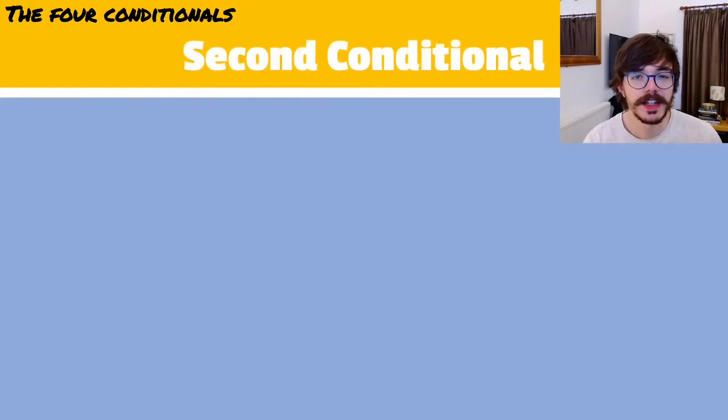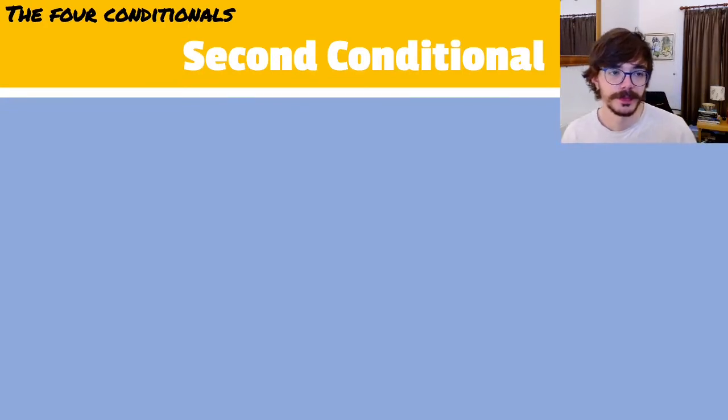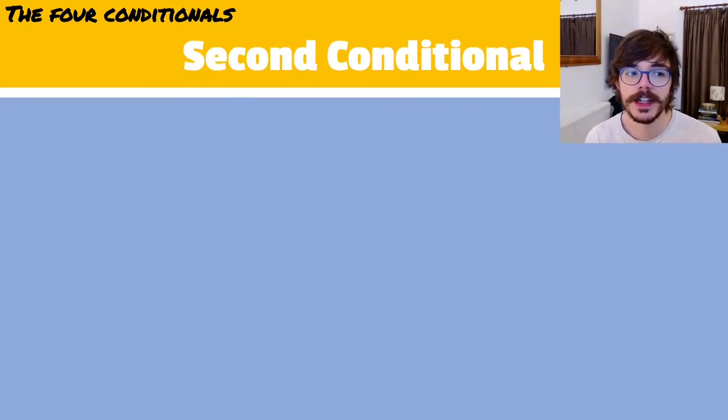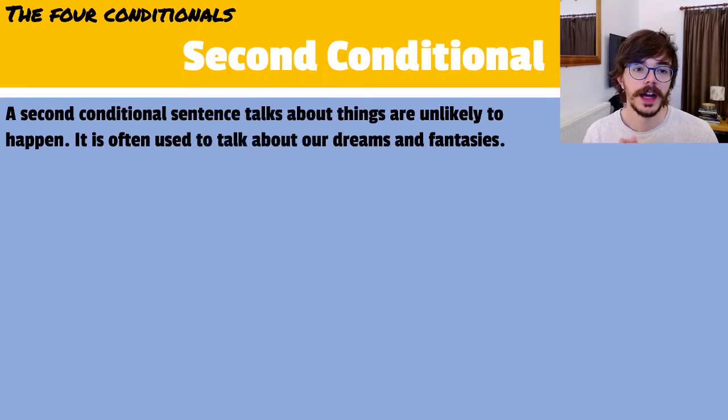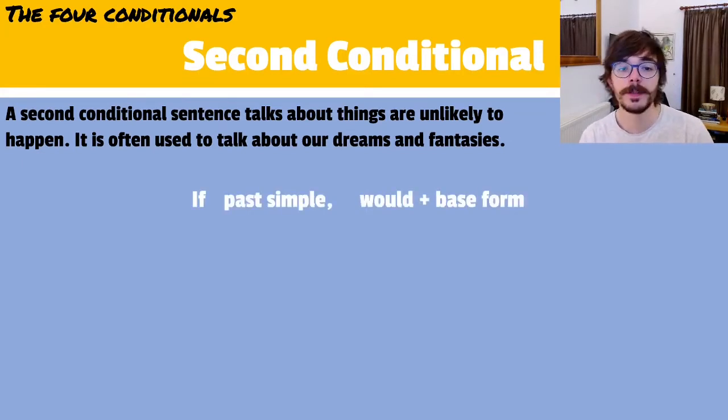Okay, so let's look at the second conditional. So, second conditional, it talks about things that are unlikely to happen, things that probably will not happen. And it's often used to talk about our dreams or our fantasies. So we form it with if, the past simple, would, and the base form of the verb.